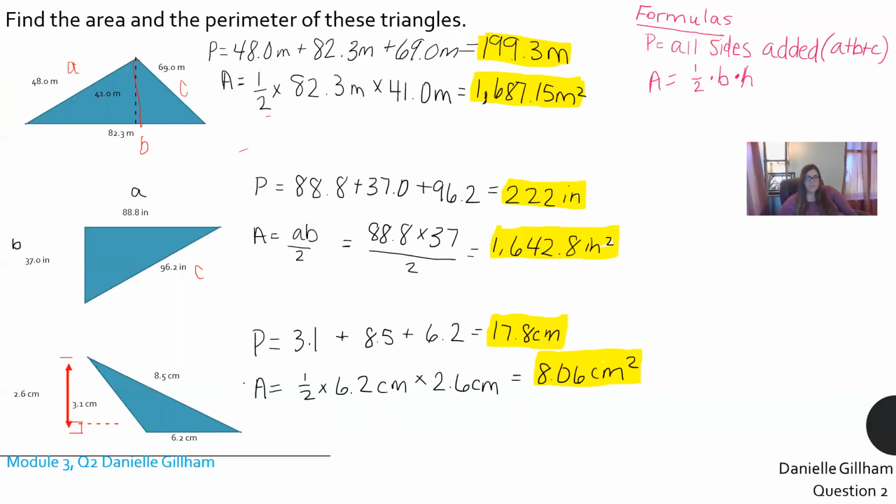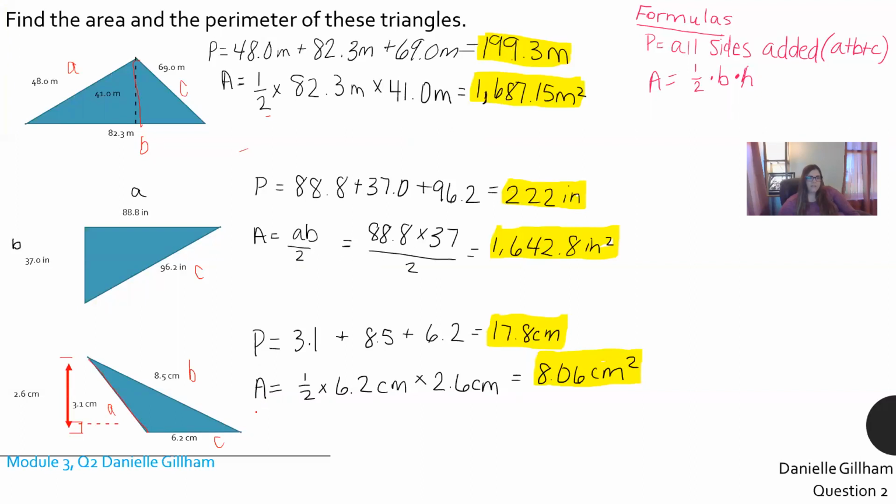Now let's look at the third one. This one's a little tricky, at least it looks like it, but it's really not. So we have sides A, B, and C. 3.1 centimeters is the measurement of this side of the triangle, and that's measurement A. And then we also have this side and this side. So we're going to add all those up, and that's 17.8 centimeters.